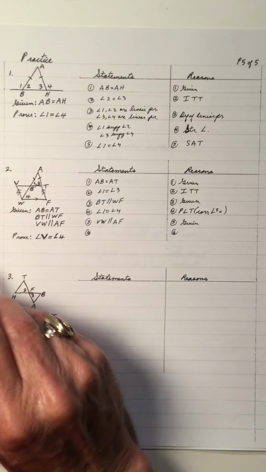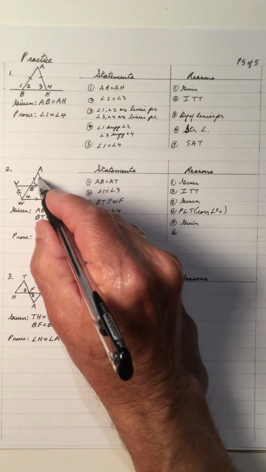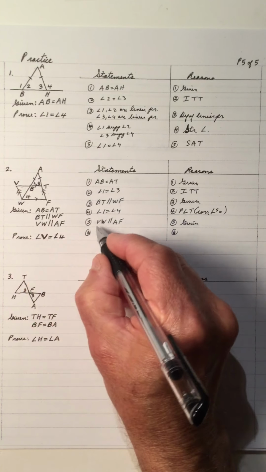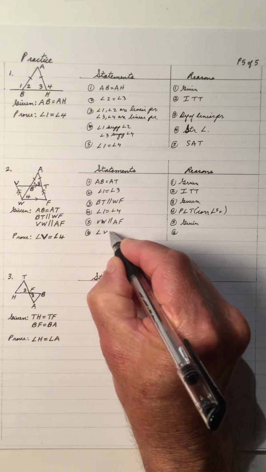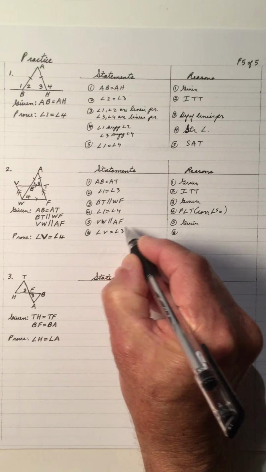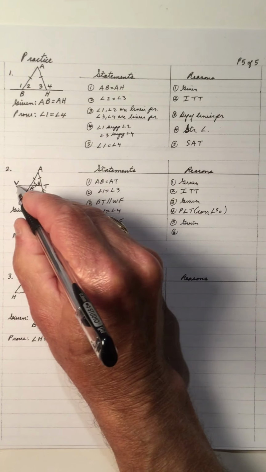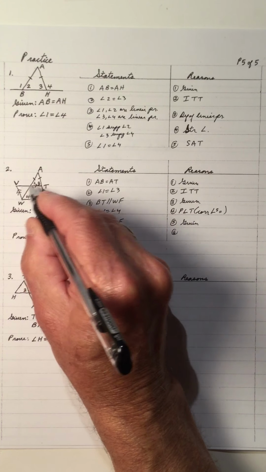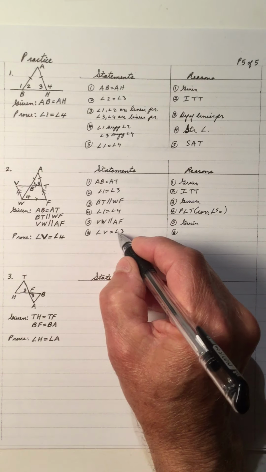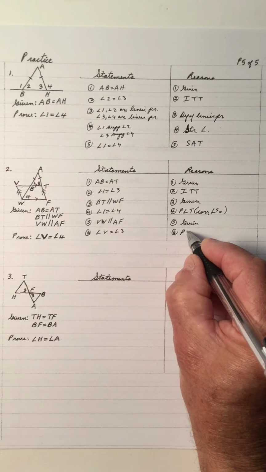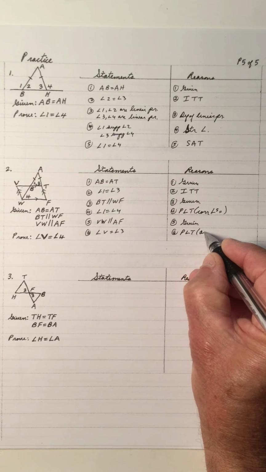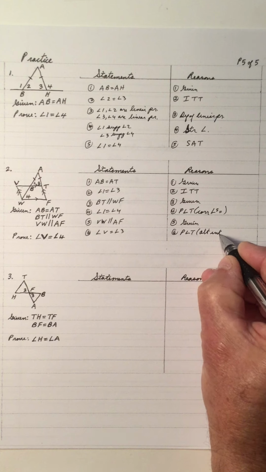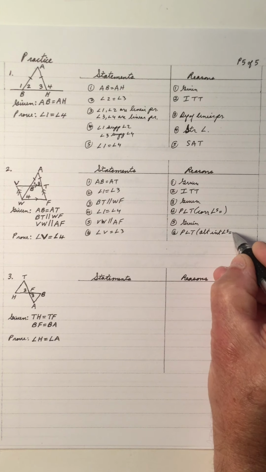And if VW is parallel to AF, that means that angle V is equal to angle 3. And there's your parallel line right here. There's your transversal. So V is equal to 3. And that's a PLT. And it's alternate interior angles equal.